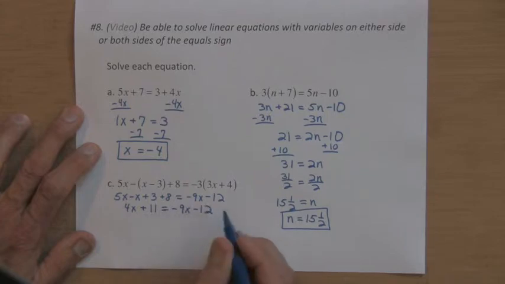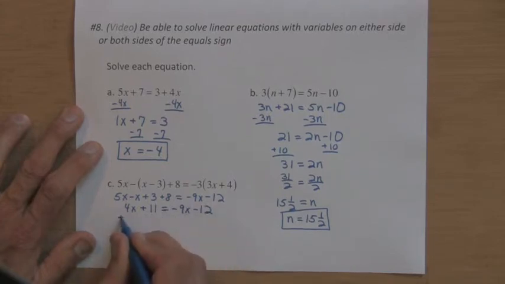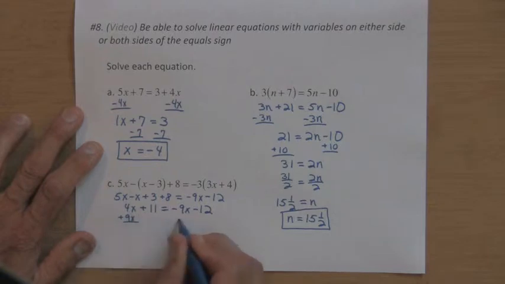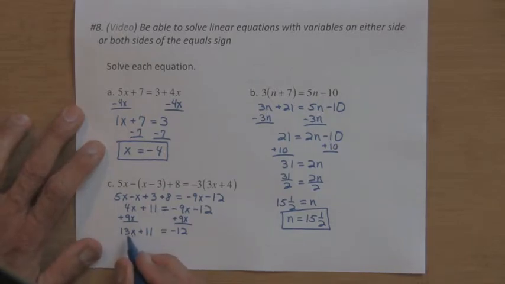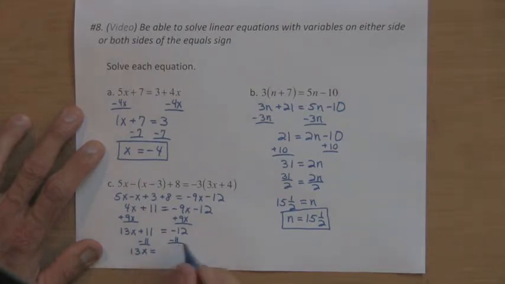I have variables on both sides. I'm going to add 9x to both sides, keep a positive number in front of the variable. So if I add 9x to this minus 9x, I get just minus 12 on the right hand side. And this is 13x plus 11. And now to get x by itself, I eventually want to get the 13, but first take care of that 11. So minus 11 to both sides. And that ends up giving me 13x equals minus 12 and minus 11 is minus 23.